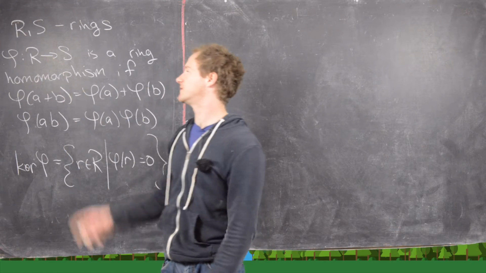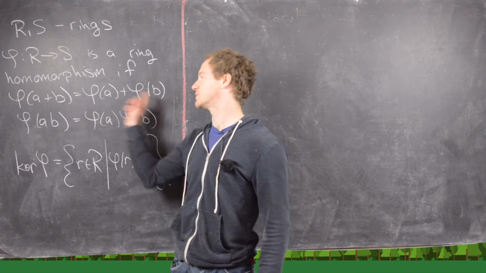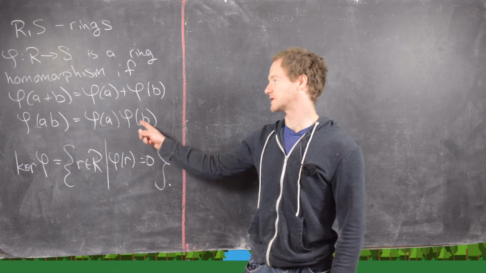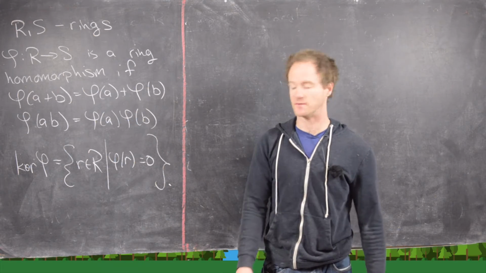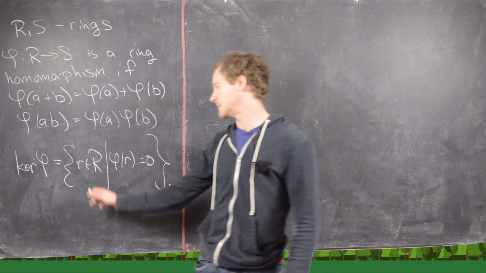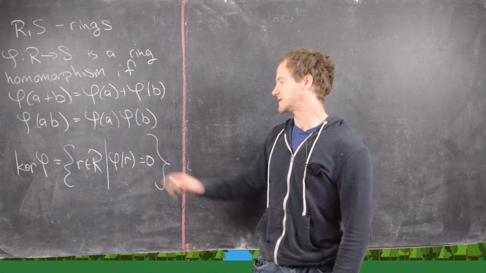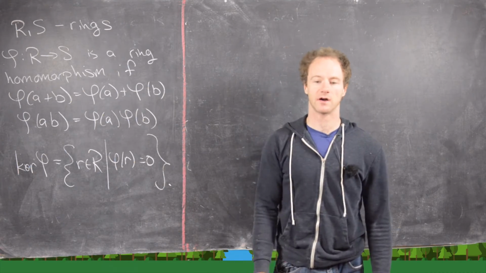So this function phi from R to S is called a ring homomorphism if you can split the addition up this way. So phi of A plus B is phi of A plus phi of B. Phi of A times B is phi of A times phi of B. And then an important object is the kernel of phi, and that's going to be all elements from the domain that get mapped to 0. So notice it's all r in R such that phi of r equals 0.